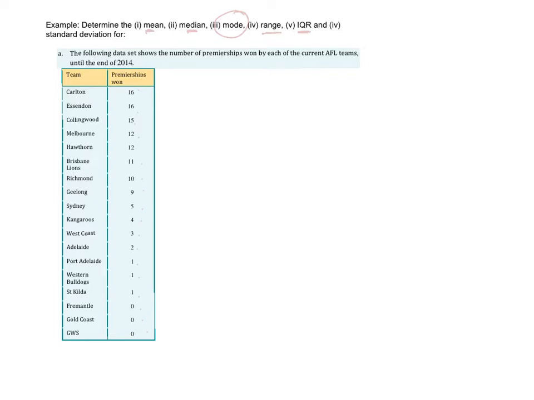The following data set shows the number of premierships won by each of the current AFL teams until the end of 2014. So we enter our data into our calculator with the calculator instructions that you saw on the previous page.